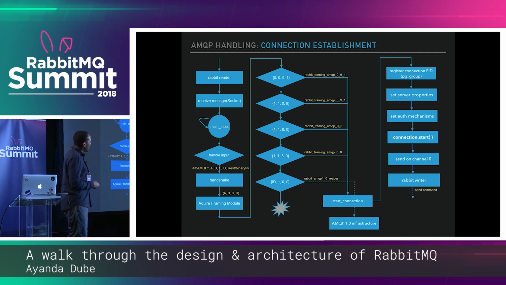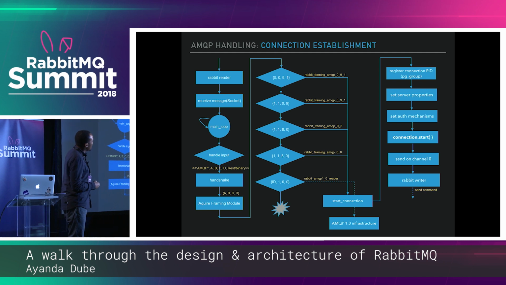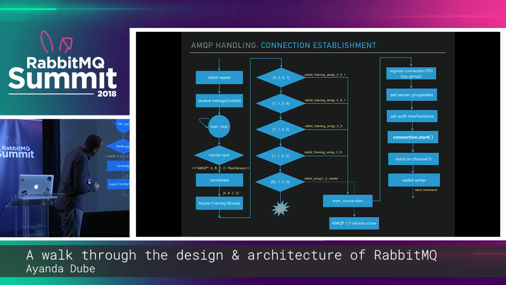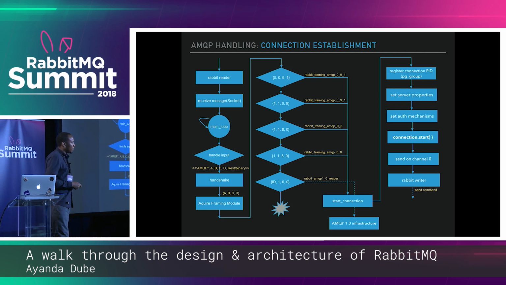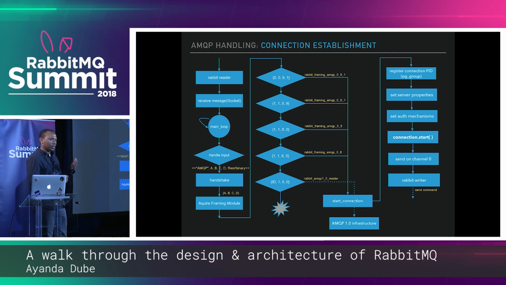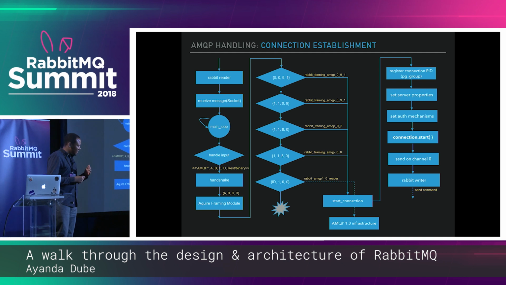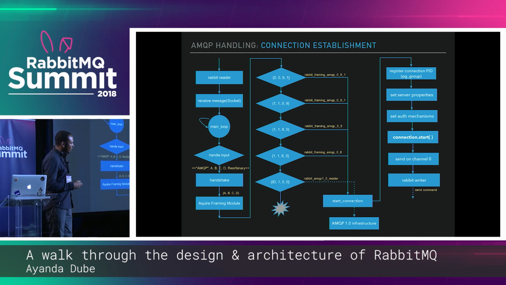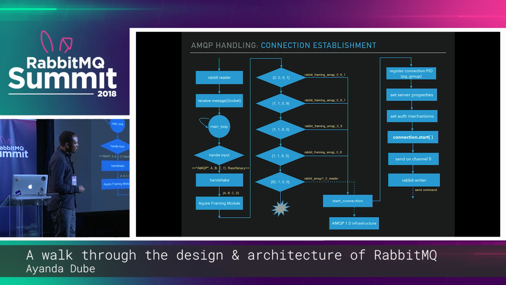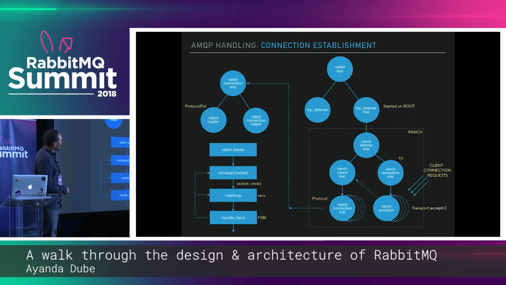And then once the AMQP version has been agreed on, the connection pid is registered and server properties are set up. If you do a trace, you'll see a whole bunch of properties that are negotiated between the client and the server. And then that connection start primitive will be sent out from a Rabbit writer process. So your connection is started.